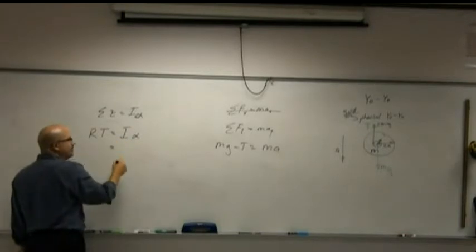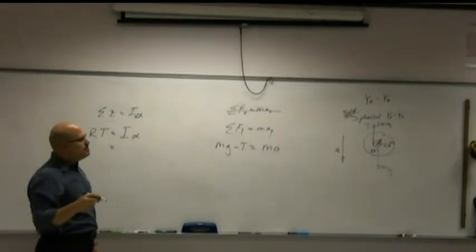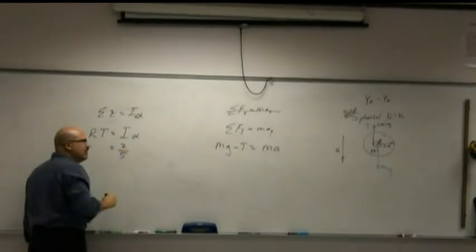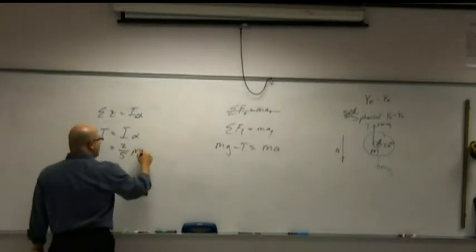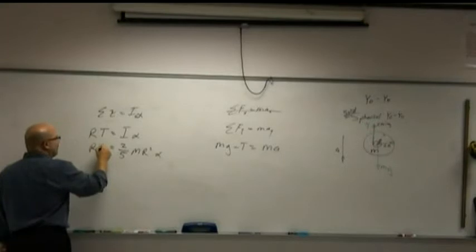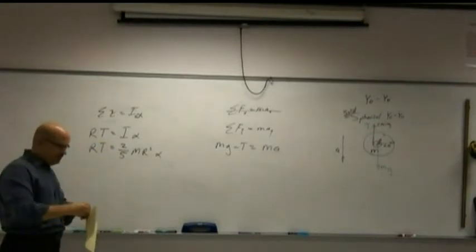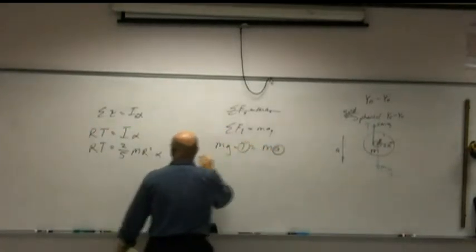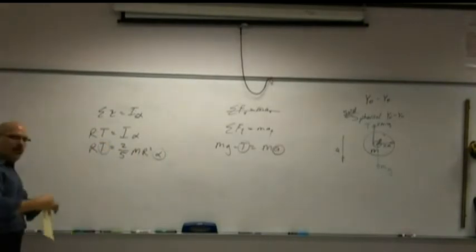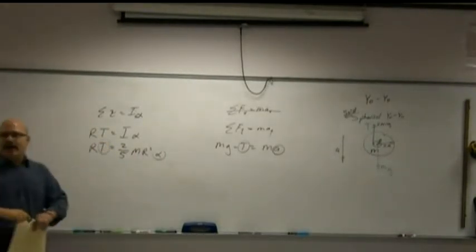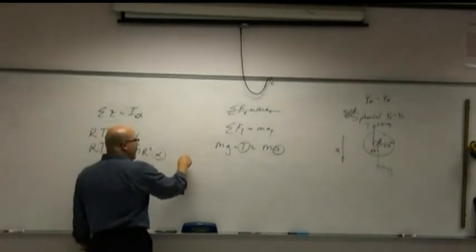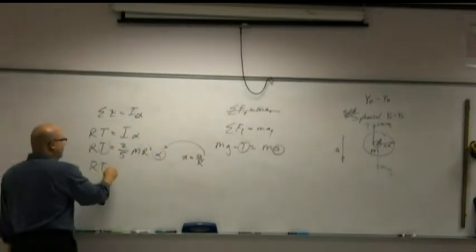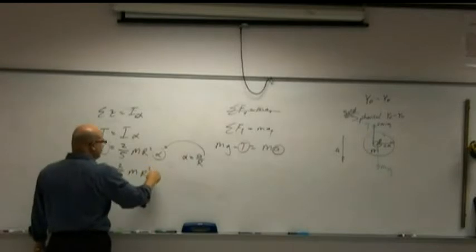But what's our I? Is the center a sphere too? 2/3 mr squared? 2/5, yeah. It's a solid sphere. Okay, now look, here's all our unknowns: a, T, alpha, T. Three equations, two unknowns. How do we fix that? Alpha equals a over R. Plug in. And the tension's this way, like this is your radius.